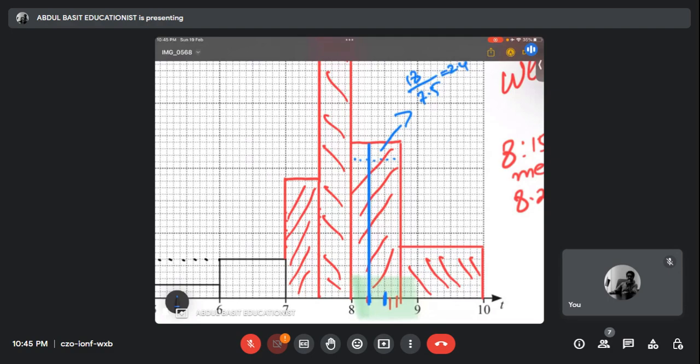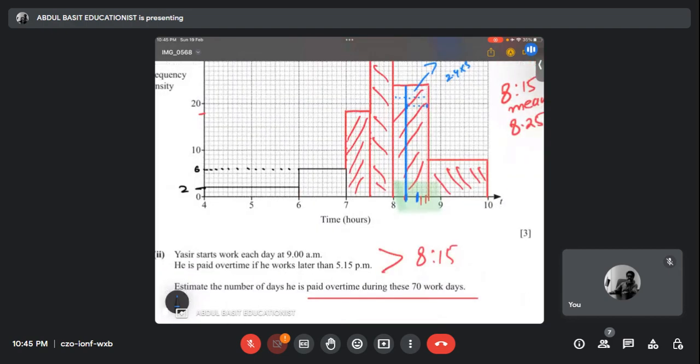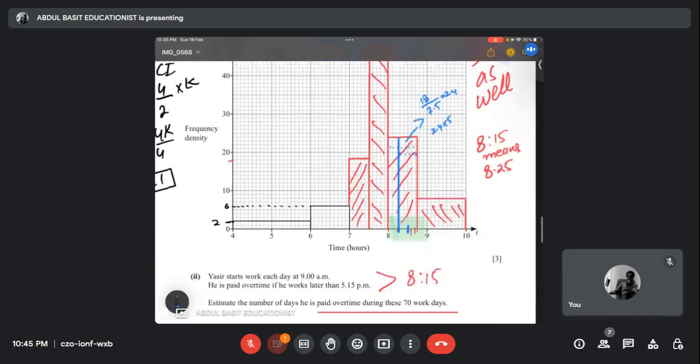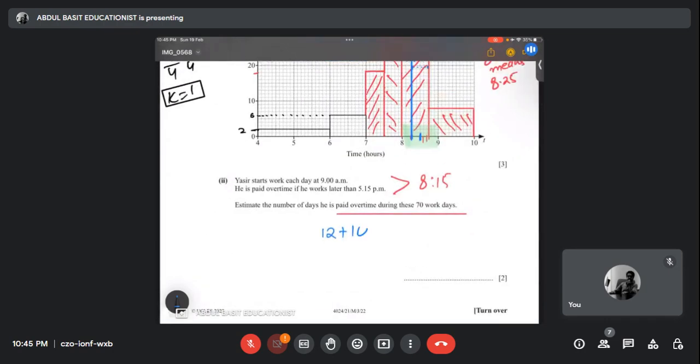ठीक है जी. And how many blocks I have here? 1, 2, 3, 4, and 4.5. I have 4.5 and 5 blocks. Sorry, one half here and one half here. So 2.4 multiplied by 5. So 12. So I have 12 plus the last 10. 12 plus 10 is 22 working days. He is paid overtime. Is this clear, everybody?